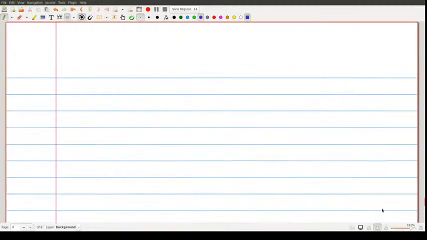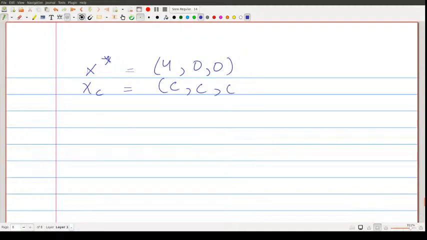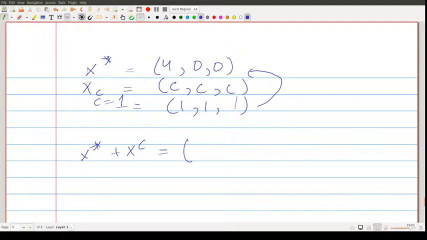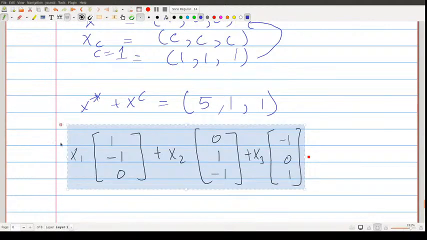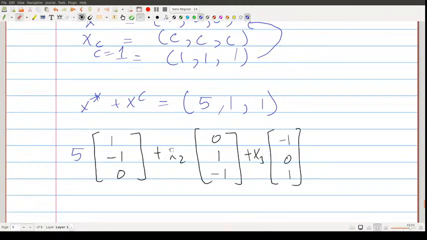Let's see how that's happening, right? So I knew that x star was equal to 4, 0, 0. I knew that xc was equal to c, c, c. Let's take one example. Let's set c equal to 1. c equal to 1 gives me 1, 1, 1. And now let's add them together. So x star plus xc gives me 5, 1, 1. And now let's try to plug this in my system. So I take 5 times this, I take 1 times this, and I take 1 times this. And what do I get?